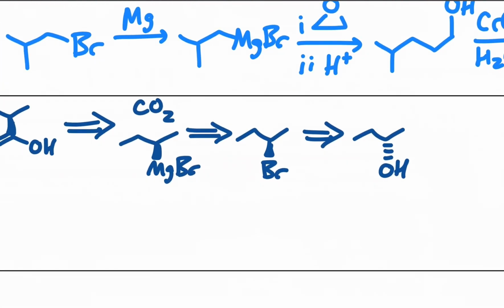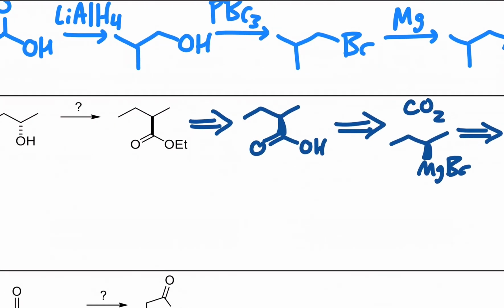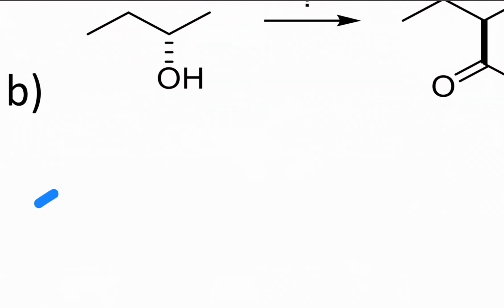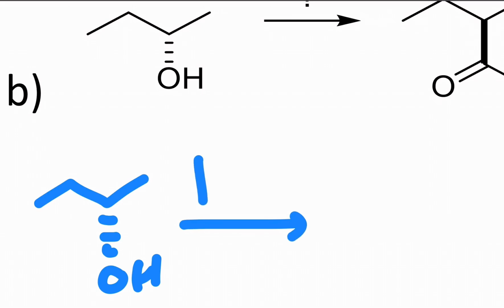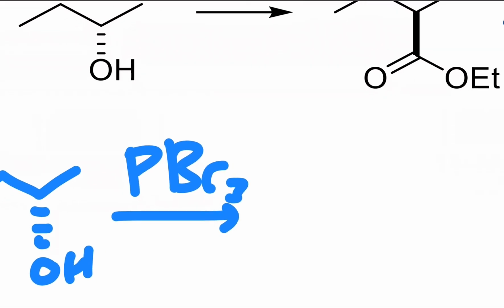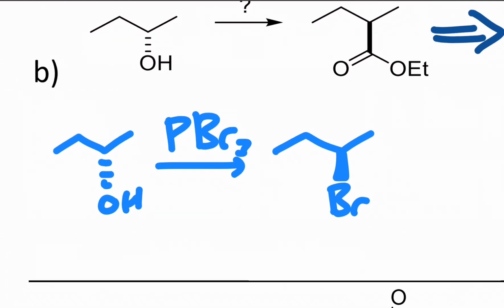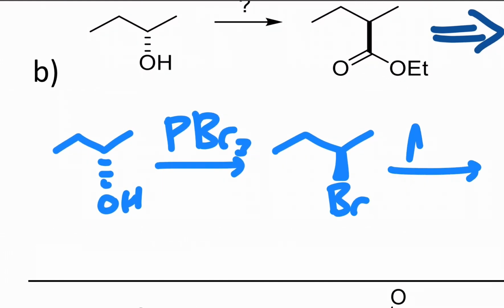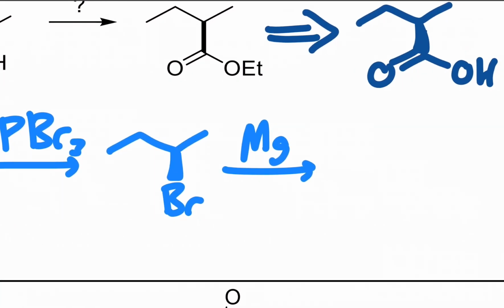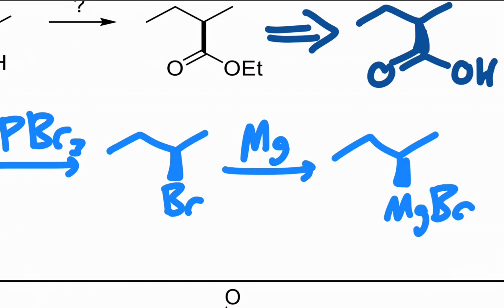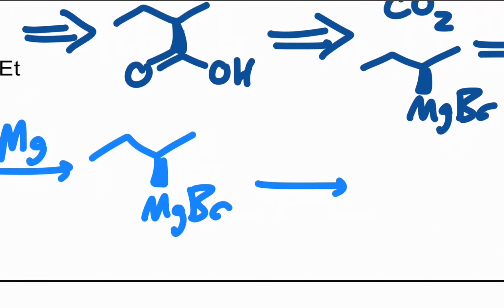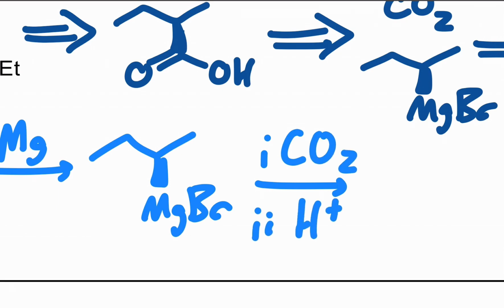We've got our whole retrosynthesis. Let's write it out in the forward direction. So forward, starting with our alcohol, happens to be chiral. I'll first react it with phosphorus tribromide. That will invert the stereochemistry and give us a bromine. Then magnesium metal will turn it into a Grignard. Then we can react it with CO2, followed by an aqueous workup.